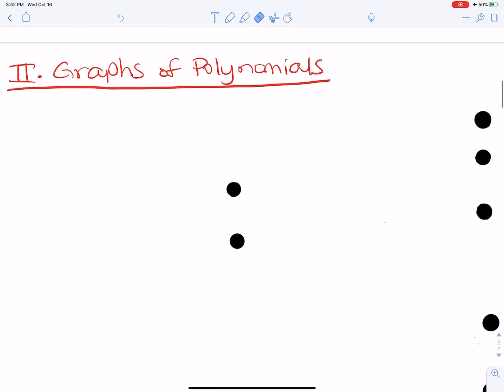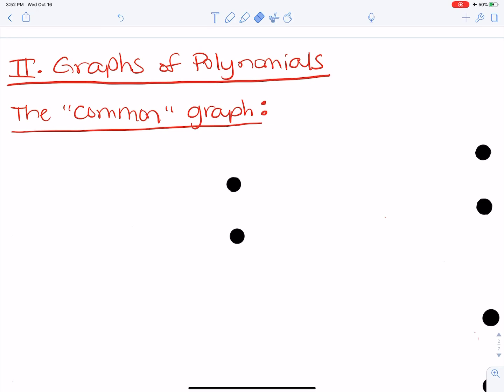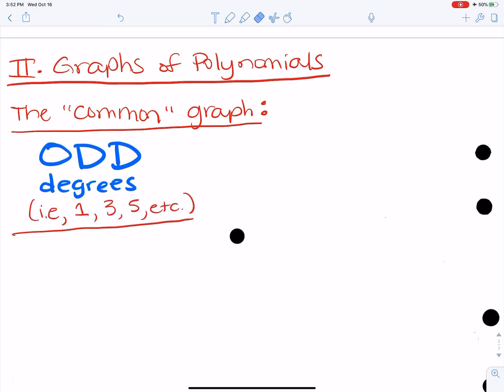Graphs of polynomials. All right, so the common graph of a polynomial is 2 things. Odd degrees, and those odd degrees are 1, like you're just thinking about odd numbers.